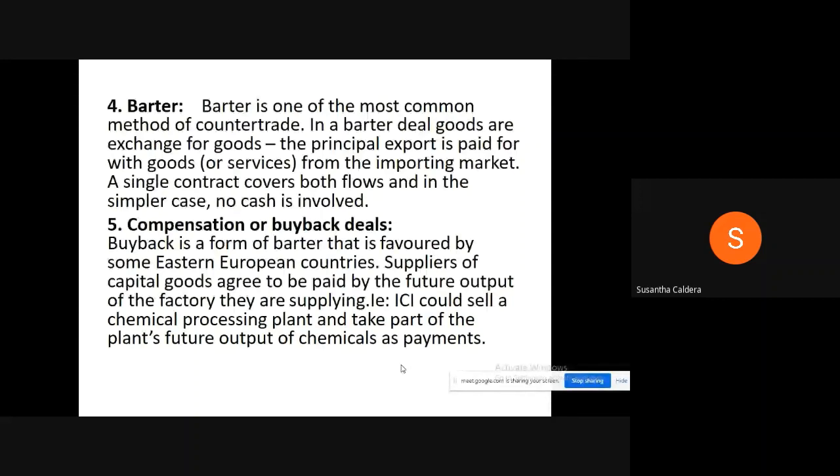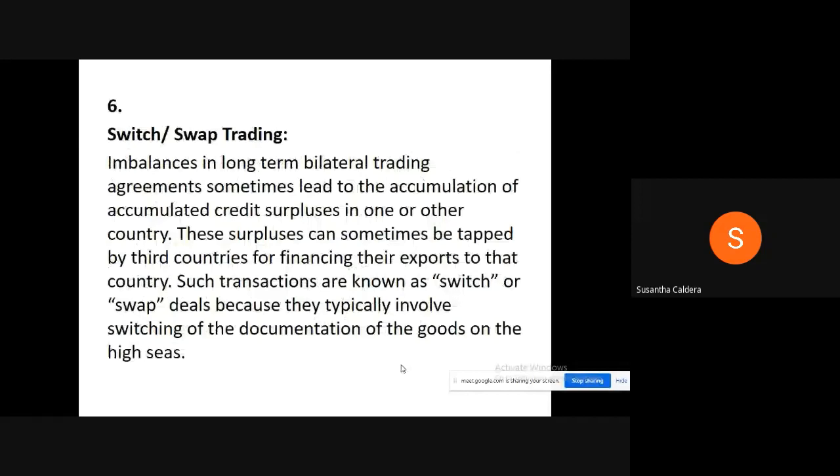A compensation or buyback deal. Switch or swap trading. Switch or swap trading is not very much popular, but this is also happening. See, imbalances in long-term bilateral trading agreements sometimes lead to the accumulation of credit surpluses in one or other country. So because of these bilateral trade agreements, Sri Lanka sells rubber to China.